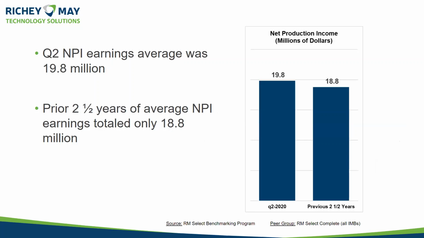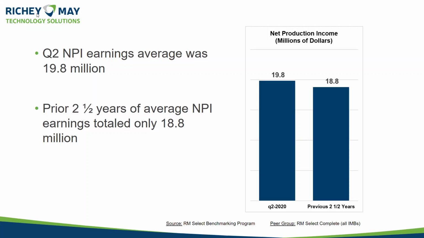The next two slides might be my favorite slides in the deck, just net production income in millions of dollars. For the first 6 months of 2020, the NPI was 19.8. For the previous 2.5 years, the net production income was 18.8 million. So within a 6-month time period, we've made more money than... Actually, no. That's only the Q2. That's a 3-month time period. In 3 months in Q2, it's an even better story. We made more than the previous 30 months. That's incredible.